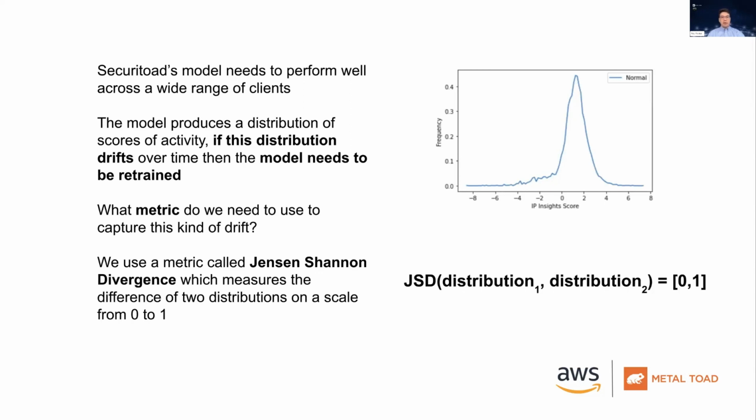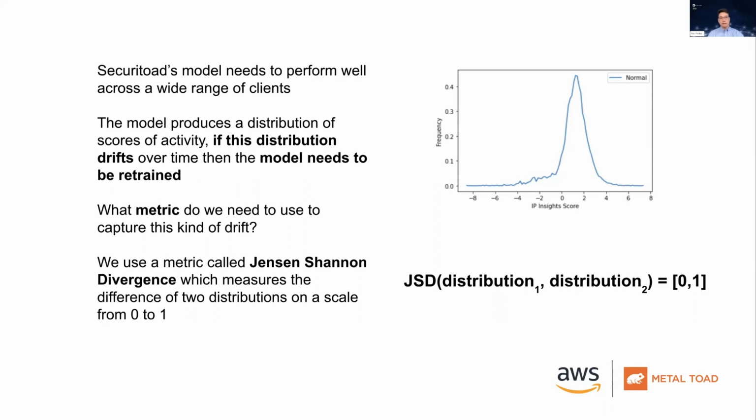So we chose to use a metric called Jensen-Shannon divergence, which measures the difference between two distributions on a scale from 0 to 1. The closer the number is to 1, the more dissimilar the distributions are. The closer the number is to 0, the more similar they are. If the score is 0, they are completely the same. If it's 1, they're completely different. This gave us a single metric that we could set up a monitor for.